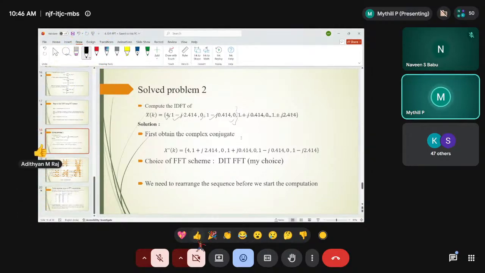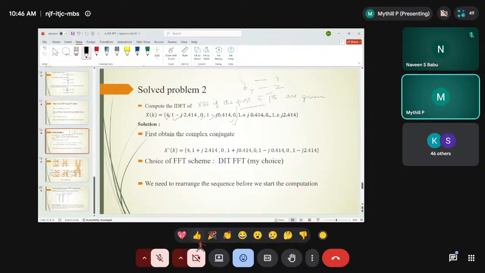So in such cases, the problem will be like this: compute the IDFT of x of k if the first 5 points are given. If this word comes, first 5, first 6, whichever, it means the rest of the points are to be found. If 5 points are given, the rest will be 3 points. If 6 are given, 2; if 7 are given, 1. Points need to be found out.